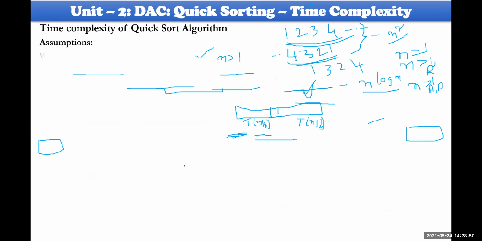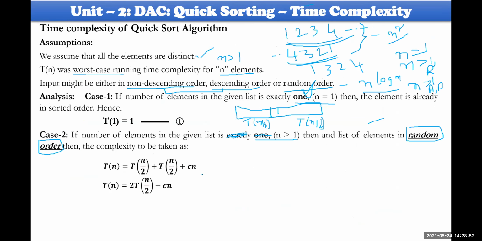Therefore, here we have taken T of n by 2 for the first half and T of n by 2 for the second half. C is in the sense the number of swaps. And how many comparisons will happen for T of n? That is T of n, n comparisons will happen. So if you combine or evaluate this problem, you get T of n equal to 2 into T of n by 2 plus Cn.